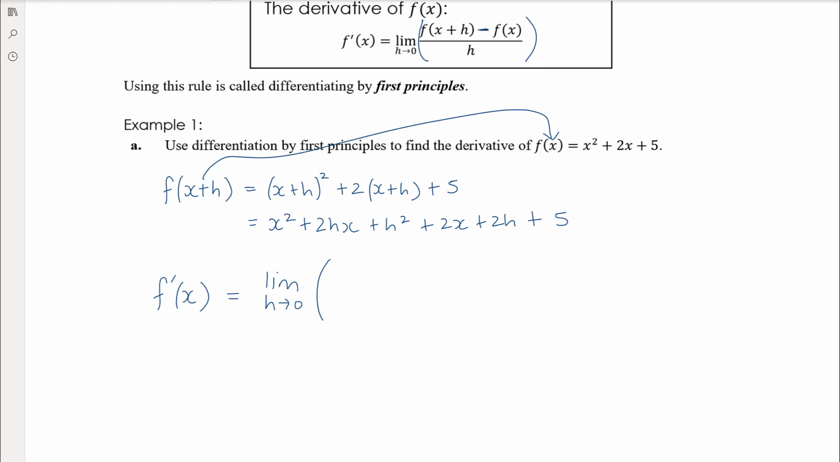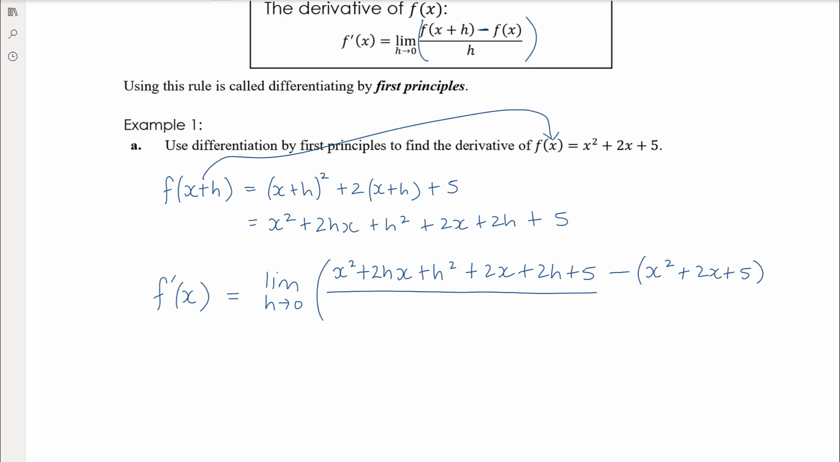So the derivative is equal to the limit as h approaches 0 of f of x plus h, which is this big ugly algebraic expression I've just calculated above. So we'll write this in here: 2hx plus h squared plus 2x plus 2h plus 5. And then we need to take away f of x, and obviously we need to be careful that we're subtracting all of f of x. So it's minus all of x squared plus 2x plus 5. And that's f of x plus h minus f of x, and we are now all over h.